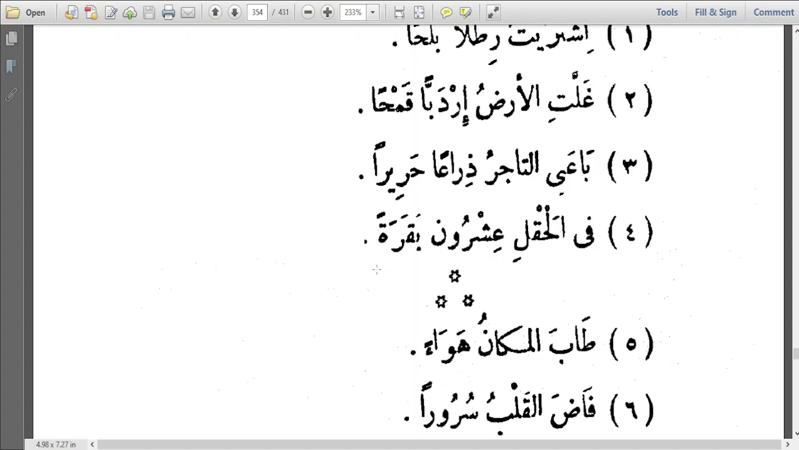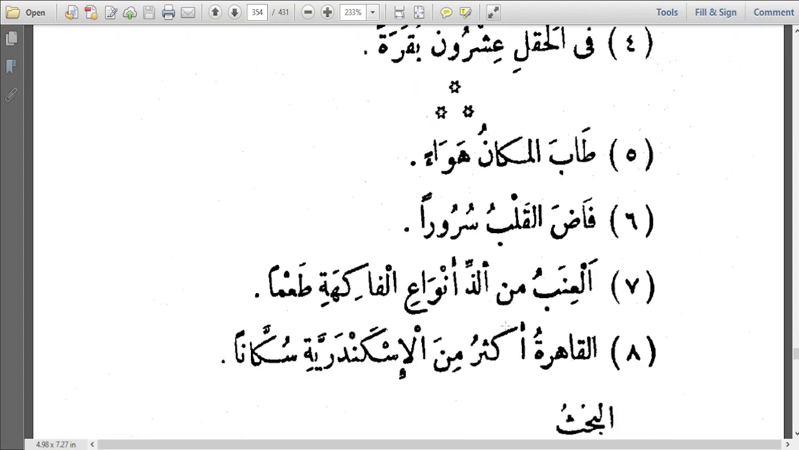What are you counting? We need to know. So it could be in the field there are 20 tractors, in the field there are 20 apples. So when you bring the word baqaratan, you differentiate what you intend from anything else. Fil haqli ishruna baqaratan. That is that.